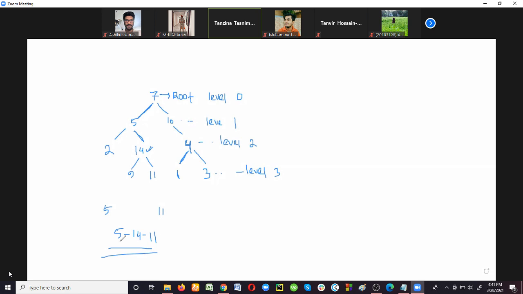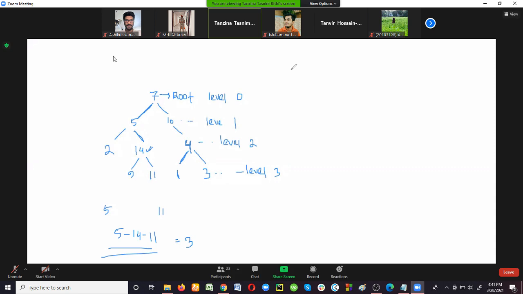And what is the length of this path? The length is the number of nodes in that path sequence. And here there are 3 nodes: 5, 14, 11. So the path length is 3. Is it clear? Yes, ma'am.